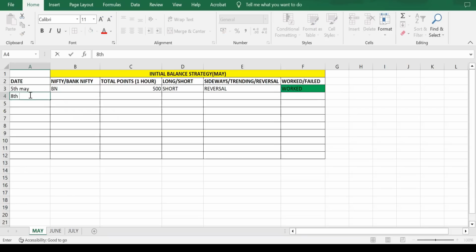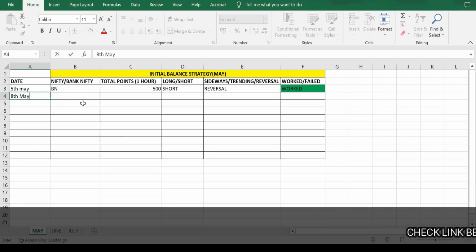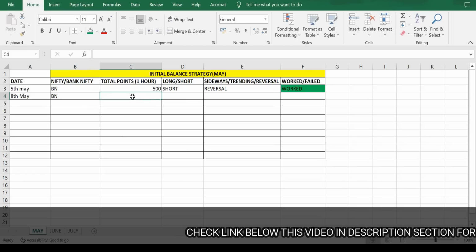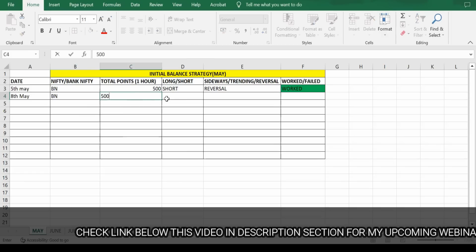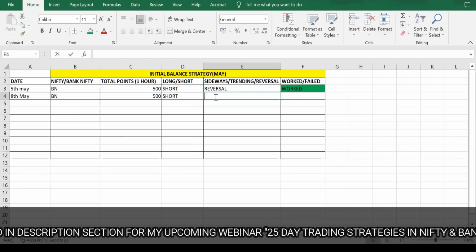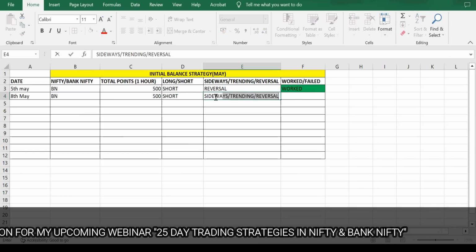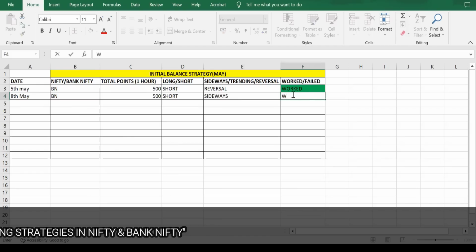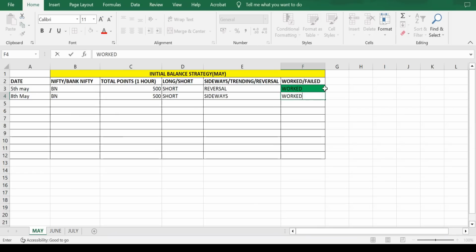So next is 8th May. Bank Nifty, total points around 500. Don't worry about that, I'm just taking approximate. And again, it's a short. It stayed sideways. So what I said, either it reversed or sideways, whatever I will mention as that, the strategy worked, right? Going against the trend has worked.